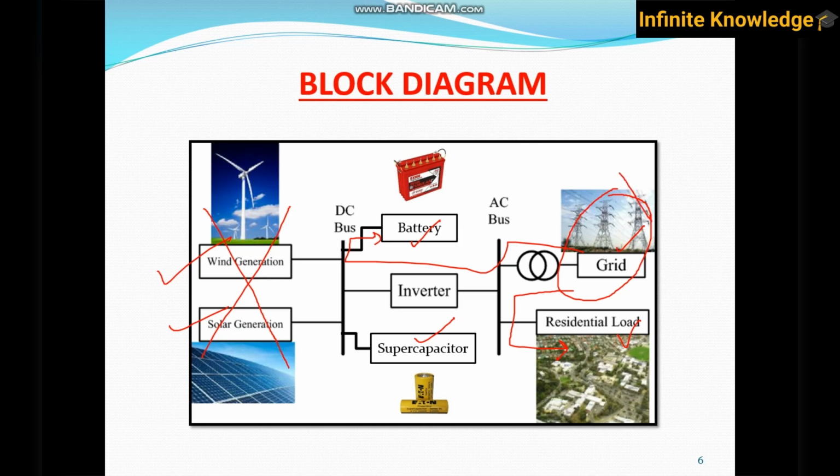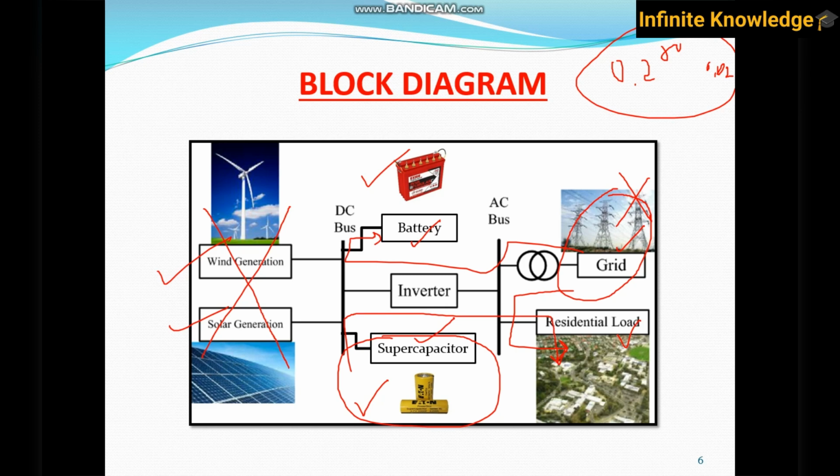Now what happens if the grid also fails? Then only the supercapacitor and battery come in. Very momentarily, for a very short amount of time, like 0.2 second to 0.02 second, depending on the simulation timeline, the supercapacitor will come into the picture and tackle all the residential load. After this time, the battery comes into the picture and smoothly tackles everything. How this is happening, we will check in the simulation. So this is the basic logic behind this.